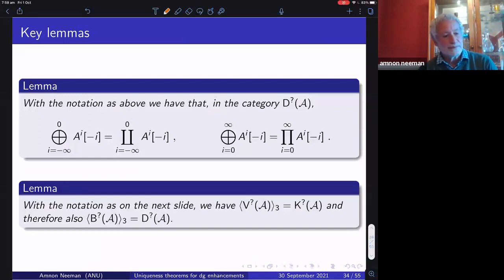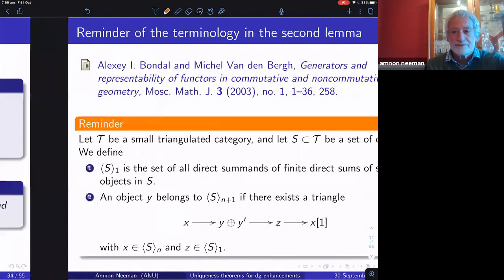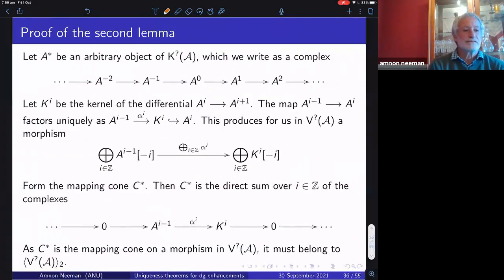Now, lemma 2 says that all cochain complexes in A are obtainable from cochain complexes with 0 differential in no more than 3 extensions. This might seem surprising. So how do I do this?